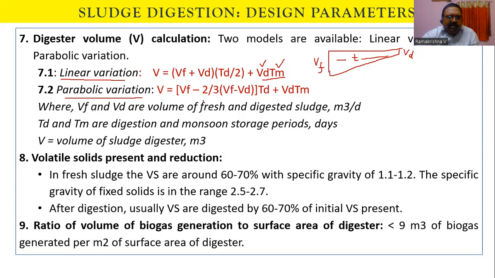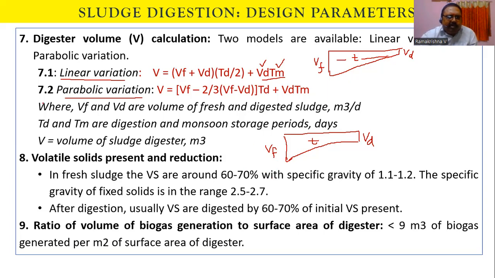The parabolic variation, the same logic we are applying. So this is your VF. The reduction of VF to VD is not linear. This is parabolic like this. This is your VD and this is your period of time T. We are assuming that, due to operational constraints, the volume of fresh sludge and the volume of digested sludge are not changing in a linear pattern. They are going through a parabolic variation.